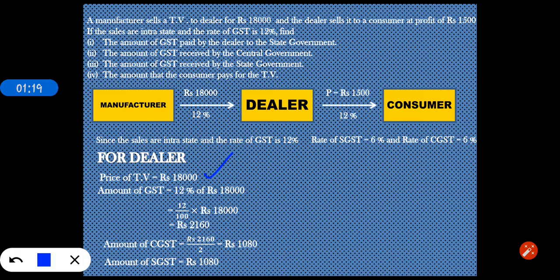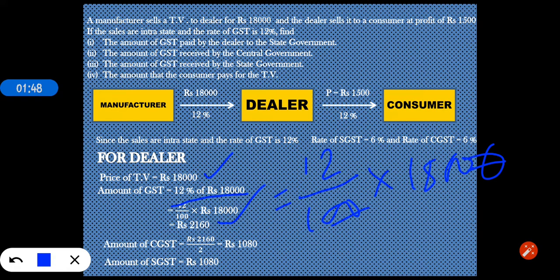Price of a TV is 18,000 and the amount of GST is 12% of rupees 18,000. 12% of rupees 18,000 is equal to 12 divided by 100 into 18,000. This 20 will get cancelled. So 12 into 180 is equal to 2,160. This is the total amount of tax.